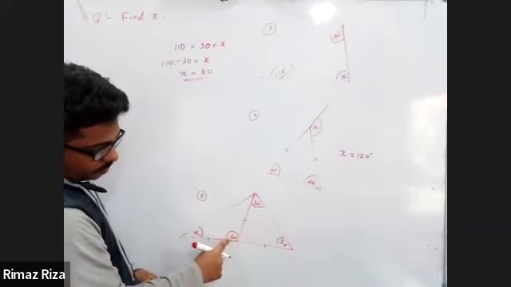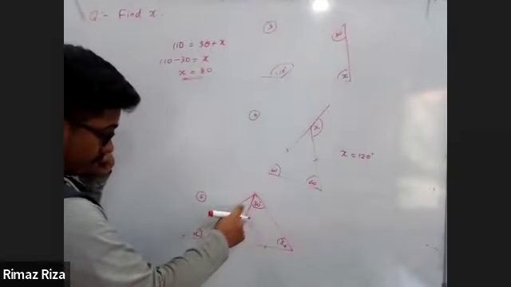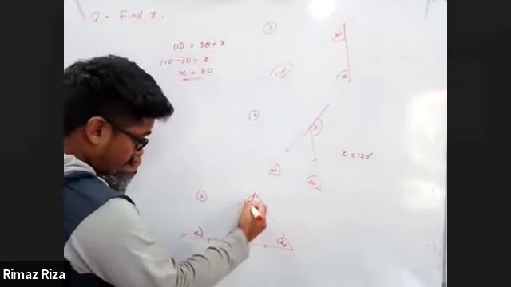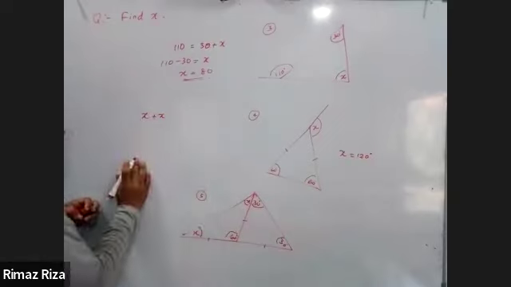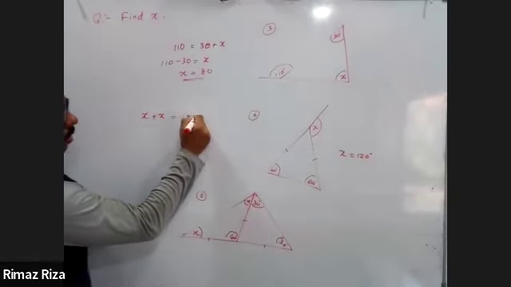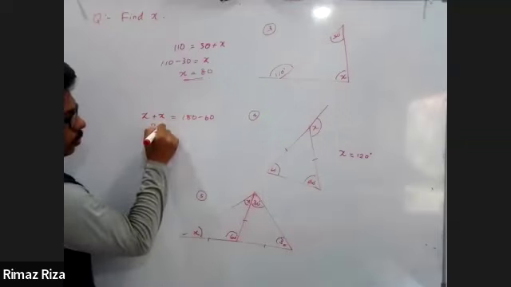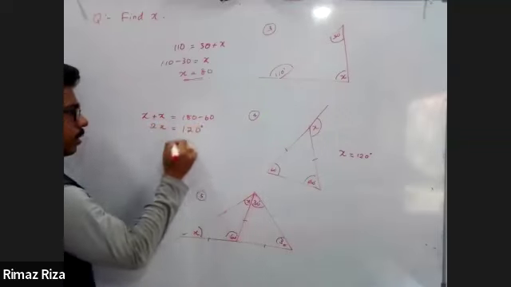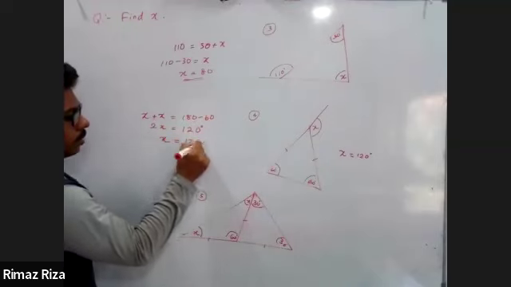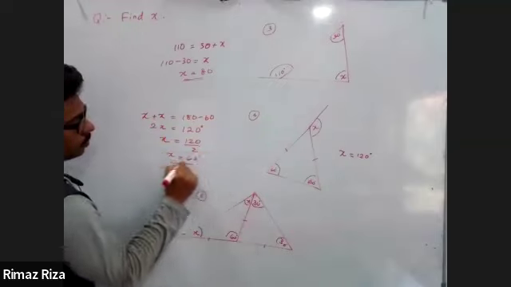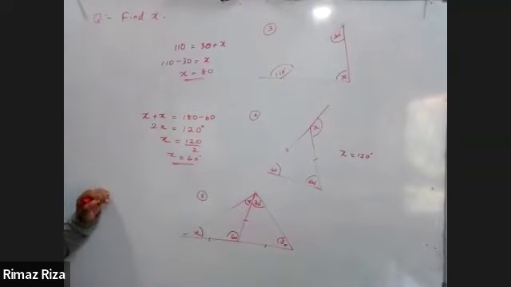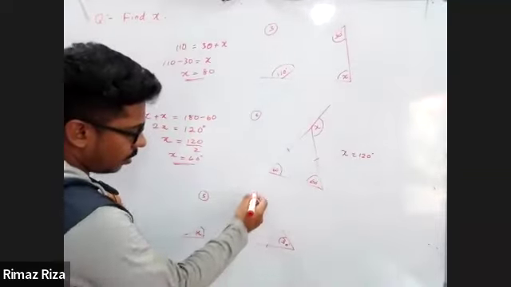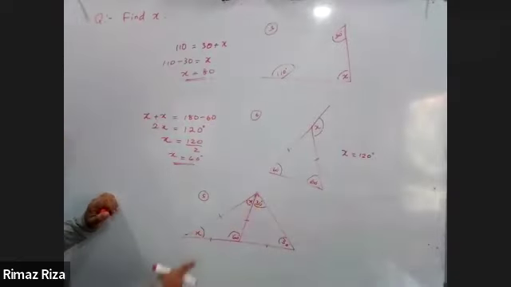So if this is 60, then you should know now this is x, this is also x. So x plus x is equal to 180 minus 60. So 2x is equal to 120. So x equals 120 divided by 2, x equals 60. Understood? So that means this is actually an equilateral triangle. This side also will be equal, because all are 60, 60, 60, no? Okay.